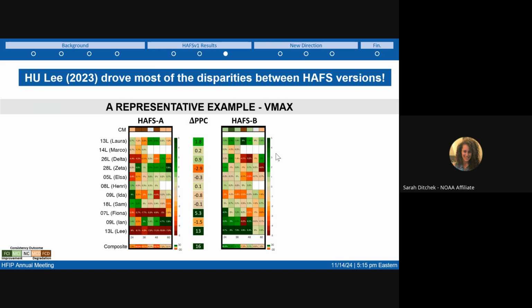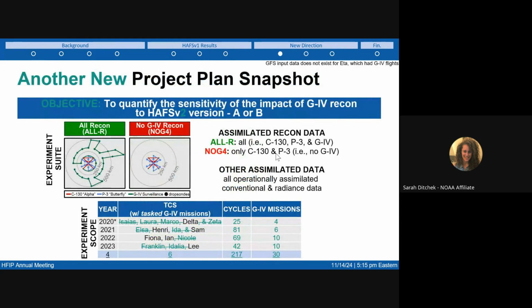So far, a total of 6 TCs finished. So I'm going to show you composite results for those. But first, here's the project plan snapshot. Differences include the fact that I am running with HAFS v2. On that, so far, only 6 TCs finished running: Delta, Henri, Sam, Fiona, Ian, and Lee. And again, since these were the TCs that contributed to the most of the disparities found for hurricanes between the HAFS v1 versions, I'm just going to be showing you the hurricane results.